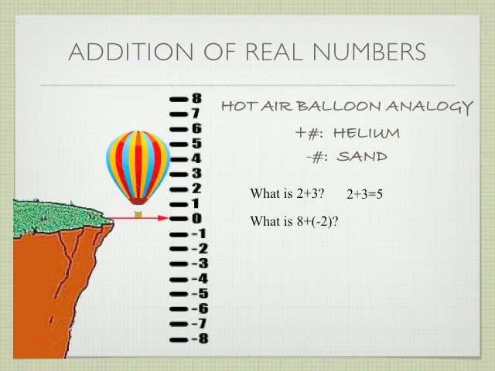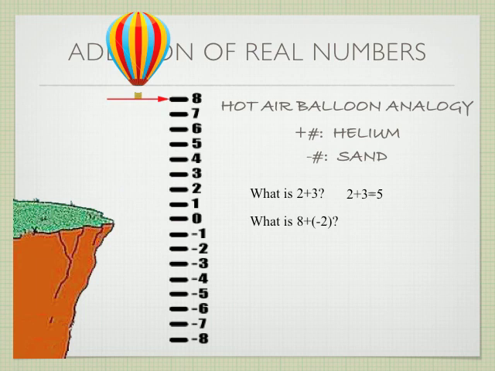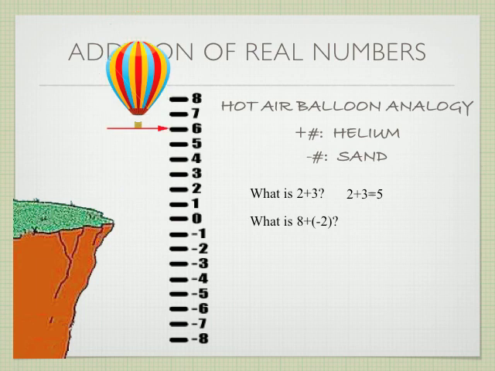Really easy, I know. Okay, what is 8 plus negative 2? Well, I'd add on 8 bags of helium and I'd go up 8 feet. And then I'd add on 2 sandbags. What's going to happen when I add on 2 sandbags? I'm going to go down 2 feet, so now I'm 6 feet above the cliff. 8 minus 2 is equal to 6, another way to think of it.